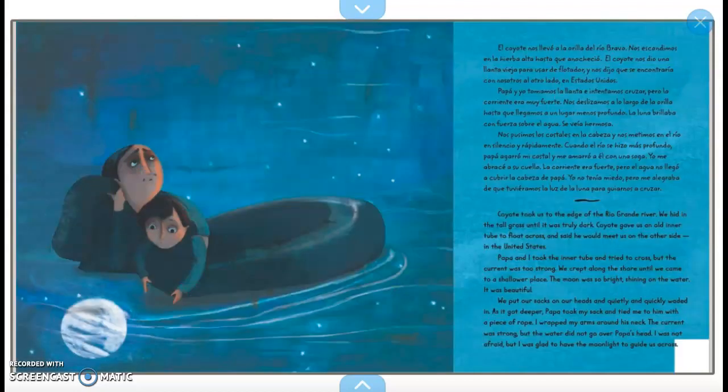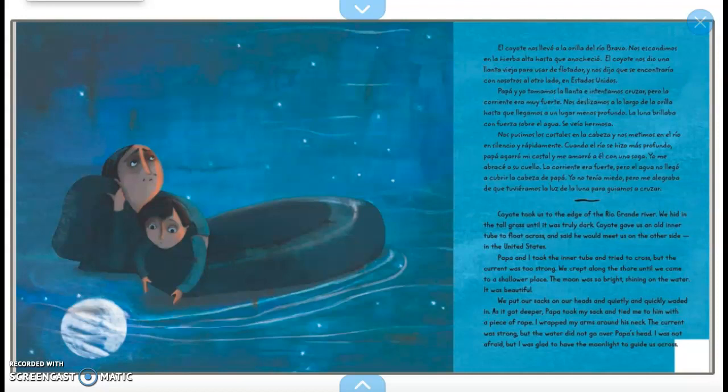Coyote took us to the edge of the Rio Grande River. We hid in the tall grass until it was truly dark. Coyote gave us an old inner tube to float across and said he would meet us on the other side, in the United States. Papa and I took the inner tube and tried to cross, but the current was too strong. We crept along the shore until we came to a shallower place. The moon was so bright, shining on the water. It was beautiful. We put our sacks on our heads and quietly and quickly waded in.